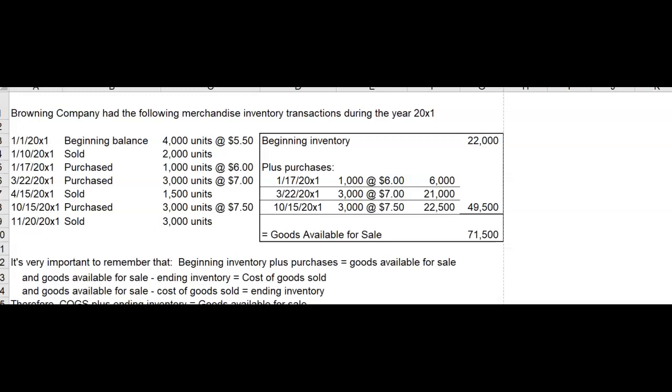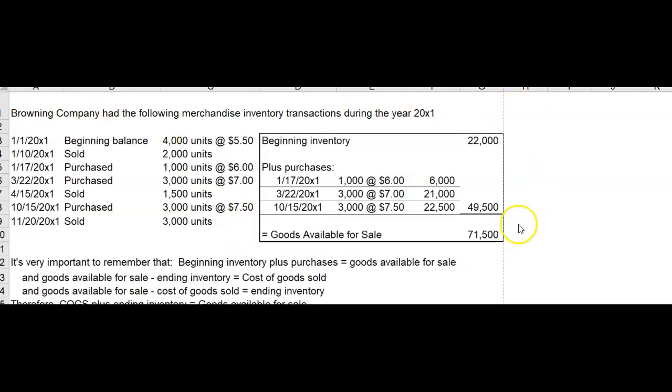In our prior two videos, we discussed how Browning could apply the FIFO or the LIFO cost flow assumptions to their inventory transactions. In this video, we will calculate cost of goods sold and ending inventory after each sale and at the end of the year using the average cost or weighted average cost flow assumption.